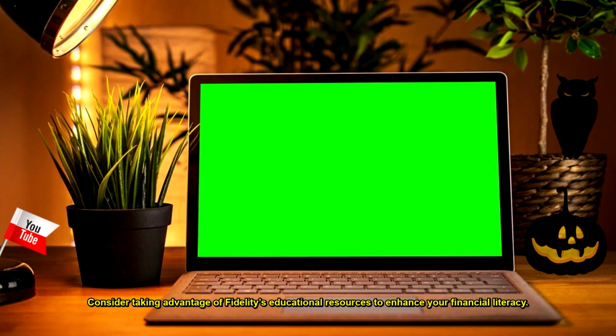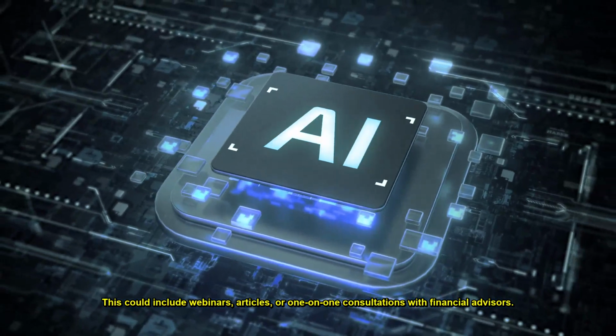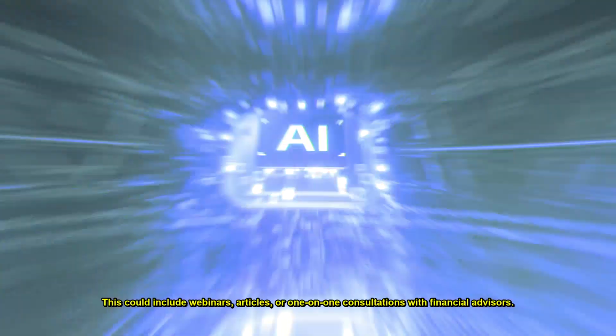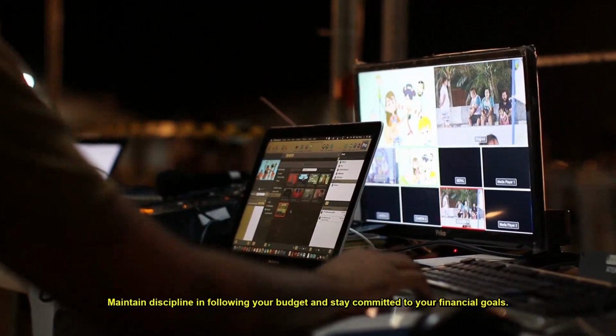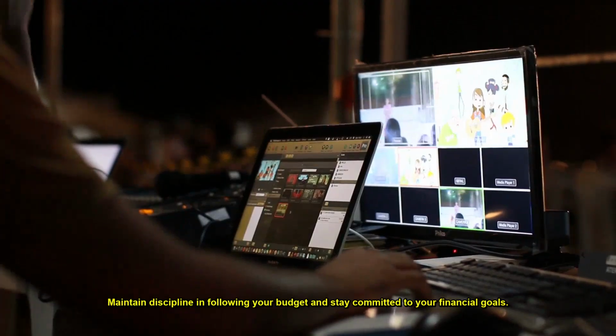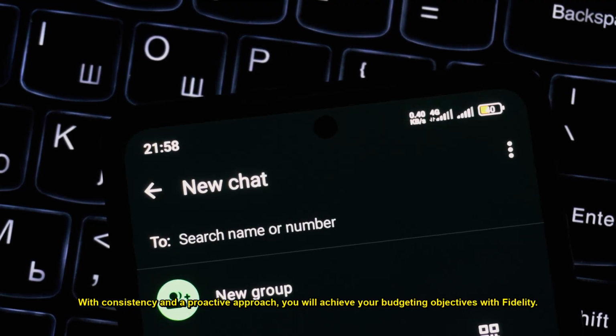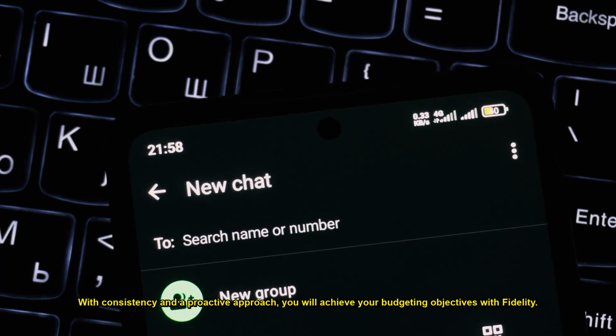Consider taking advantage of Fidelity's educational resources to enhance your financial literacy. This could include webinars, articles, or one-on-one consultations with financial advisors. Maintain discipline in following your budget and stay committed to your financial goals. With consistency and a proactive approach, you will achieve your budgeting objectives with Fidelity.